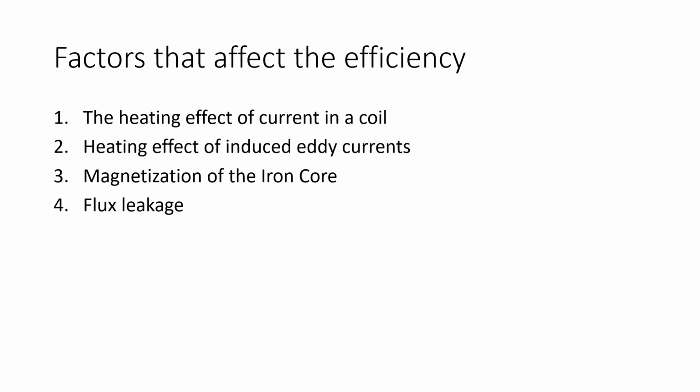The factors that affect the efficiency. These are the four factors. The heating effect of the current in a coil will affect the efficiency. The heating effect of induced eddy current, the magnetization of the iron core, and flux leakage. These are the four factors that affect the efficiency of a transformer.